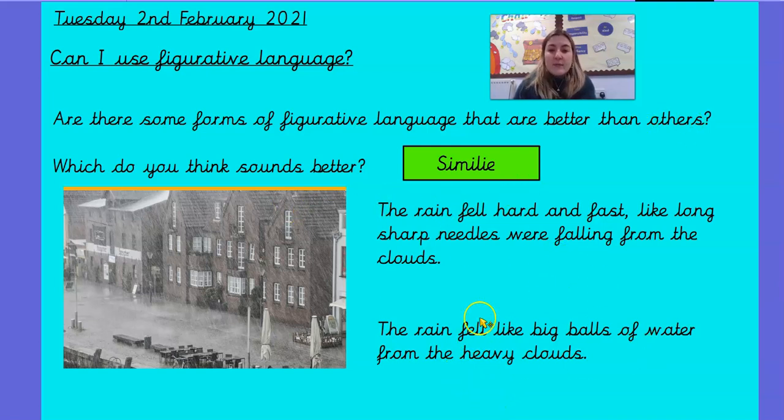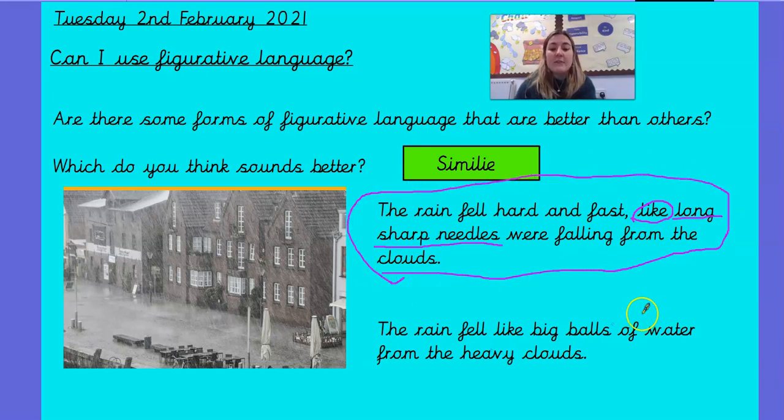Now, I like aspects from both of these sentences. I like that it says heavy clouds here, but I think big balls of water doesn't sound very descriptive. They have made a comparison like big balls of water, but it's not very dramatic and it doesn't really build a good picture in the reader's head. Whereas here they've used like long sharp needles. That makes you think that the rain's actually quite painful if it was falling on someone, which builds another picture in your head. A better picture, I would say, than if someone was saying big balls of water. So long, sharp needles. So I would say that this one is more effective.